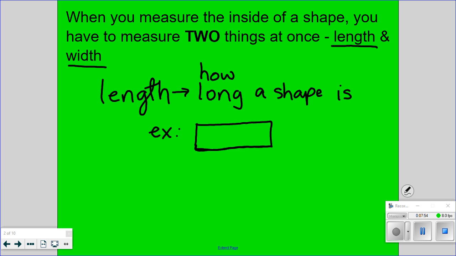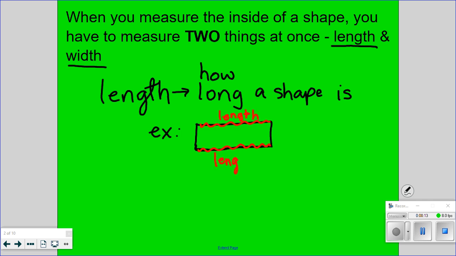So I'm going to have 2 lengths. One is right here, length. This is a length, and then this is a length.